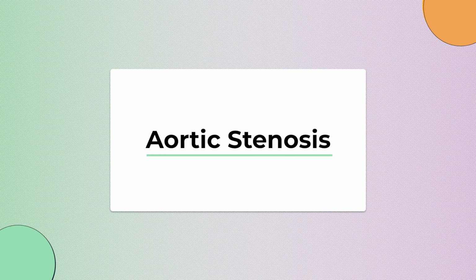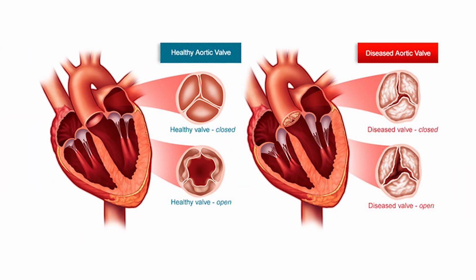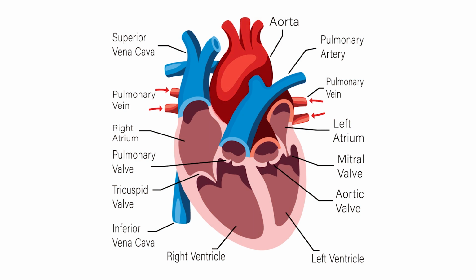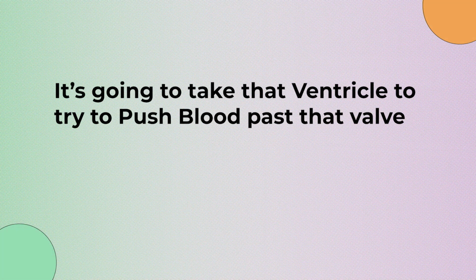So let's get back into another example, aortic stenosis, right? You have these patients who have severe AS. What does that mean? It means that the valve is really tight. It really does not open. So if you think about it, where is the aortic valve? It's between the aorta and the left ventricle. So if you have a really stenotic valve and it's not opening well, what's going to happen? It's going to take that ventricle, the strength of God, literally, to try to push blood past that valve.